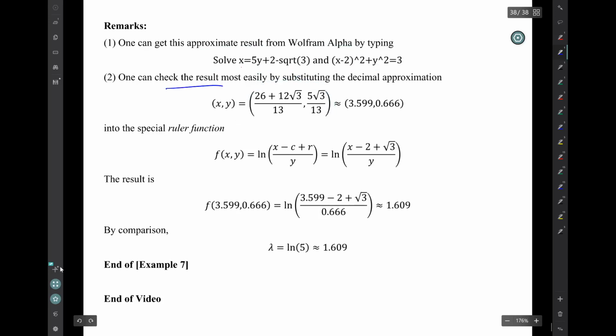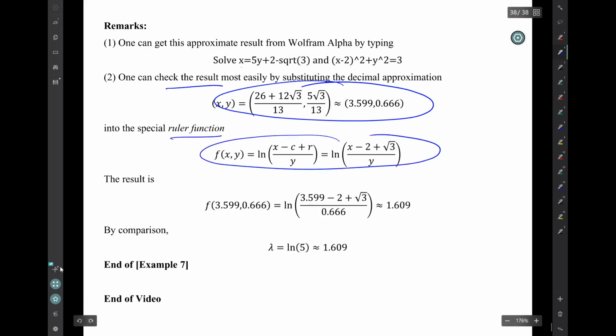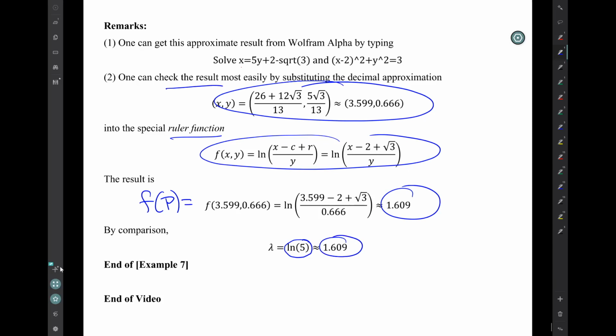Now we can check our result by substituting that ordered pair, that's the coordinates of point P, into the ruler function. The ruler function is this, remember, and it says, well, what do we get? If we do the coordinate of P, we get 1.609, roughly. By comparison, the thing that we're supposed to get, that is the given coordinate that started this all, was ln of 5. That's roughly 1.609. So the point that we found, this is our point P, is the correct point.